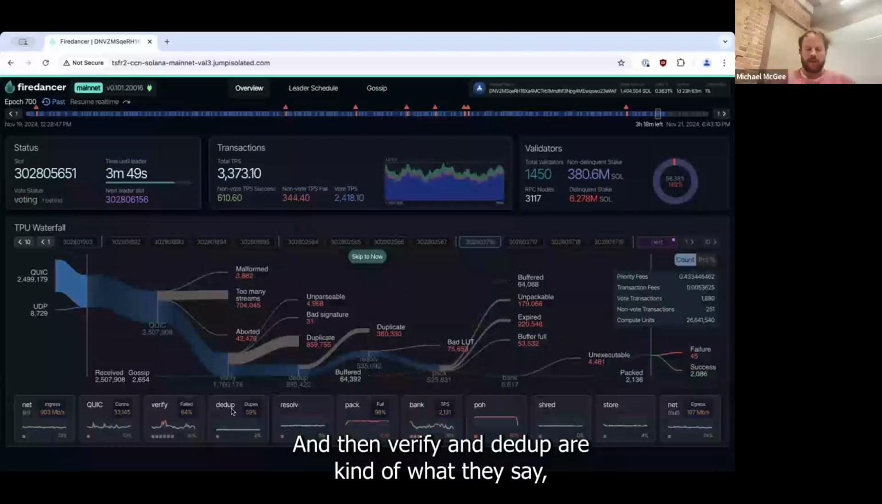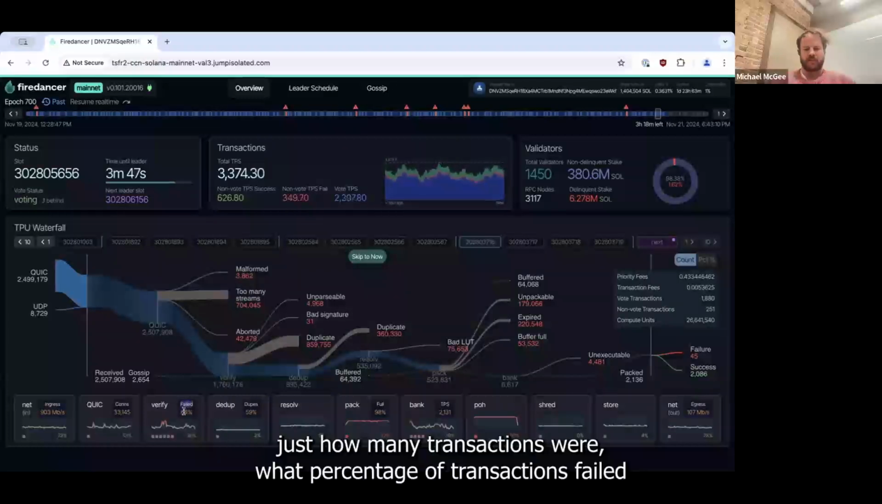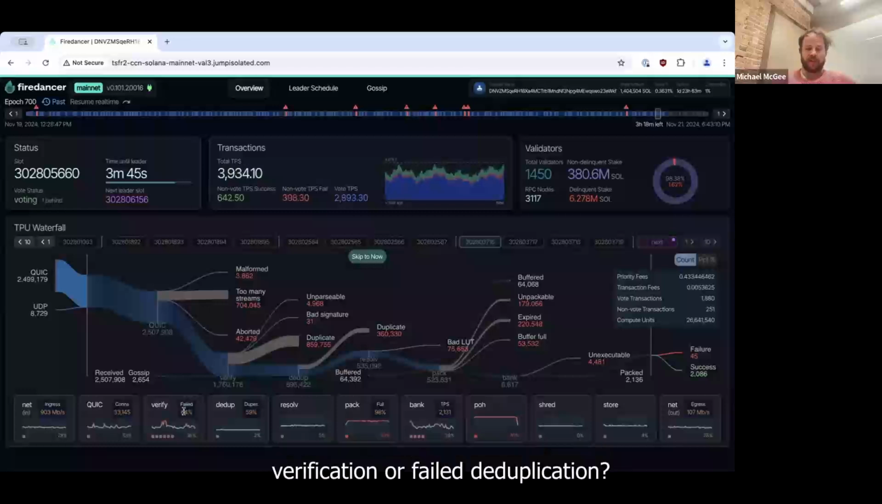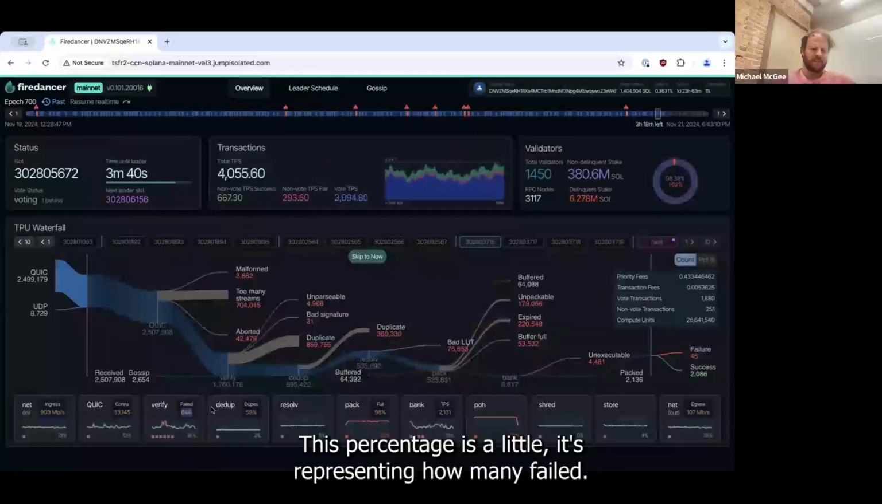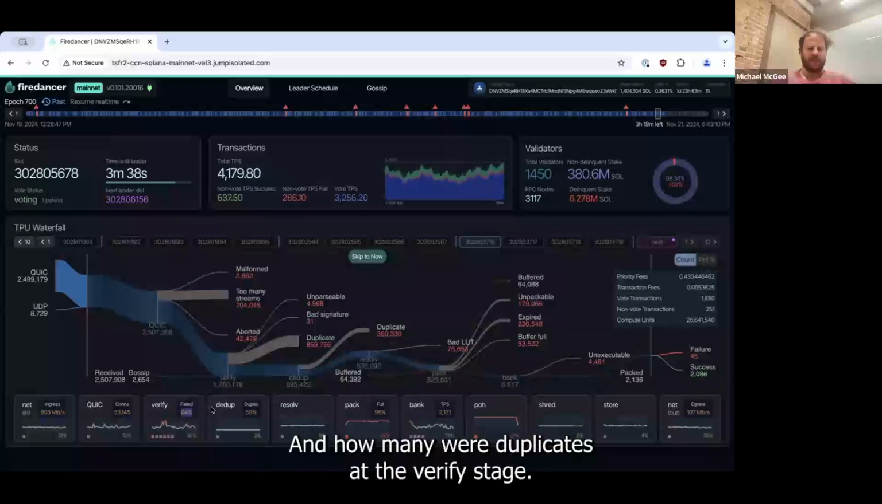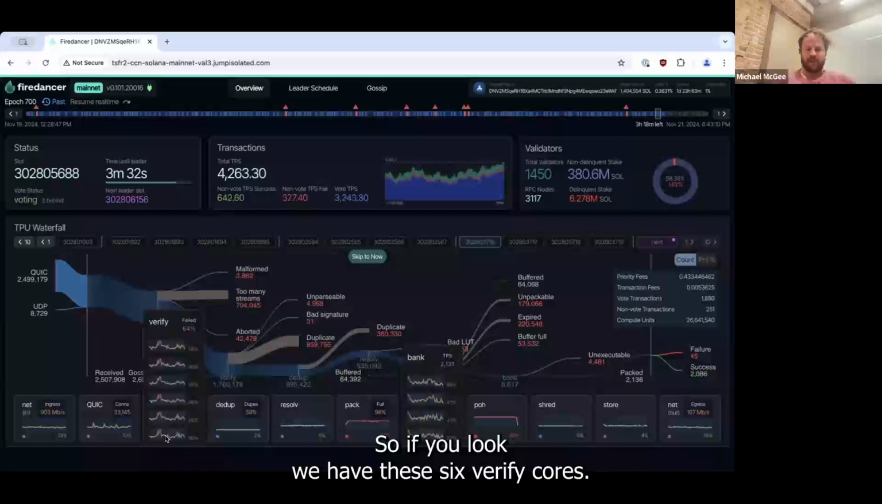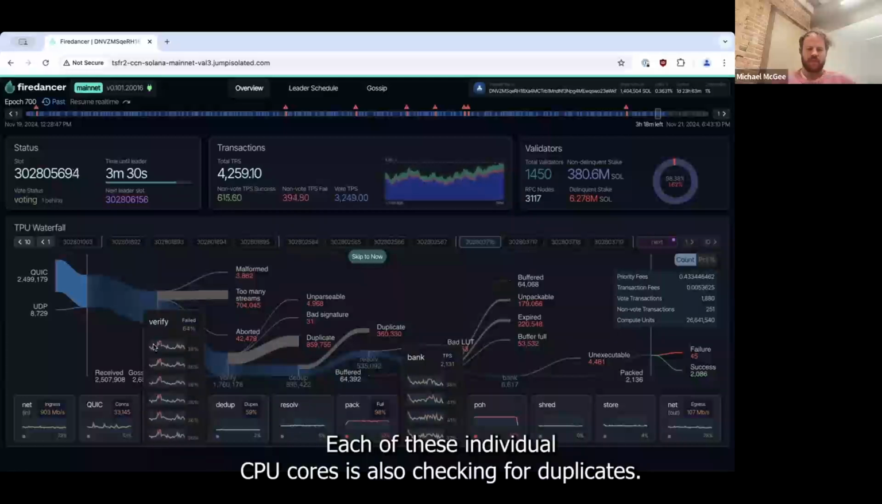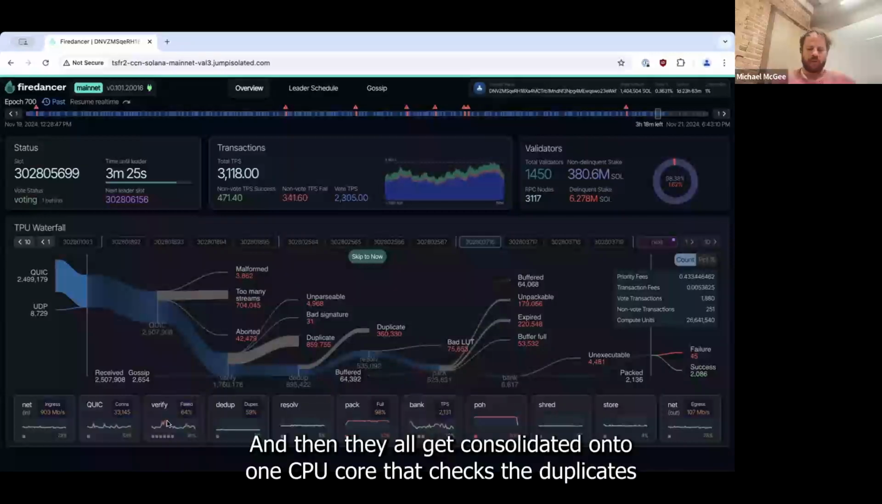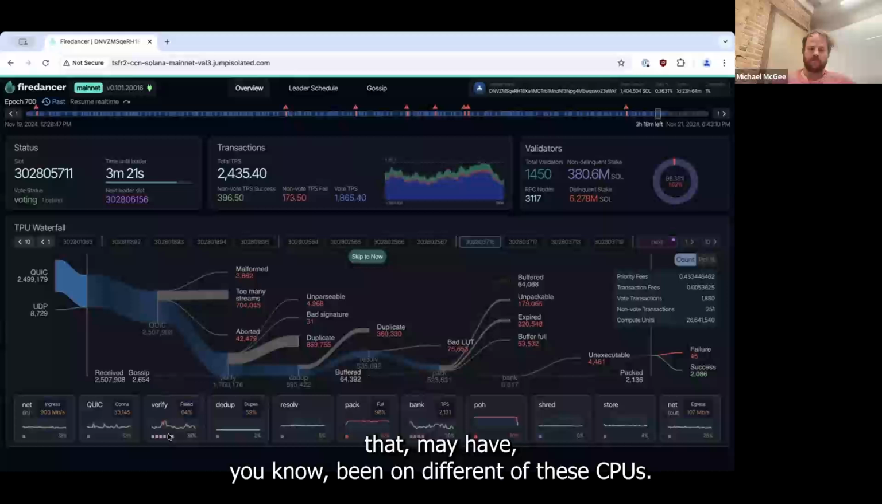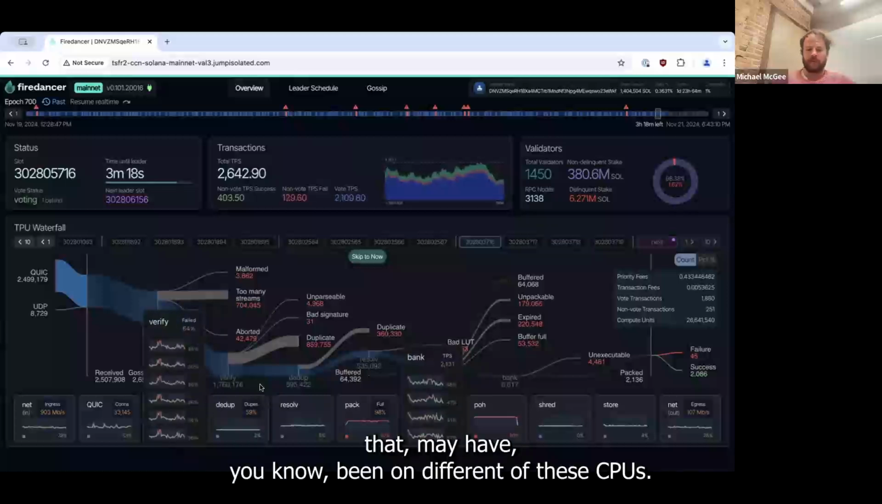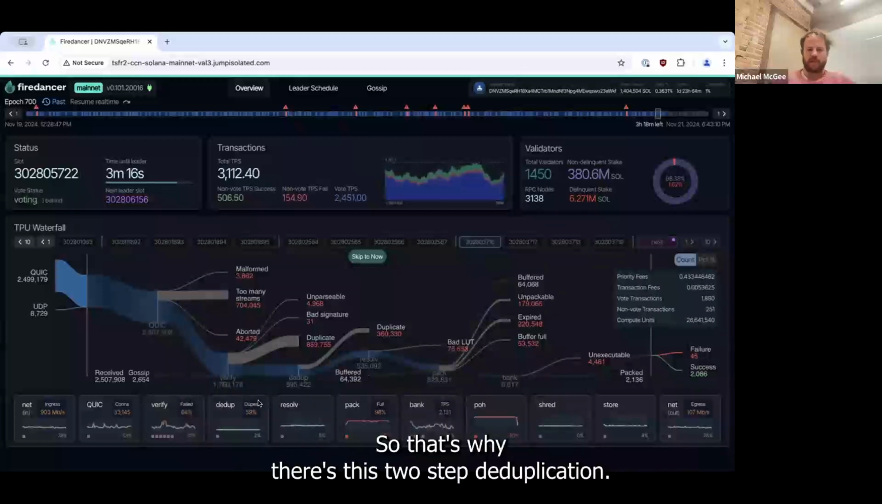And then verify and dedupe are kind of what they say, just how many transactions, what percentage of transactions failed verification or failed deduplication. This percentage is representing how many failed and how many were duplicates at the verify stage. So if you look, we have the 6 verify cores. Each of these individual CPU cores is also checking for duplicates. And then they all get consolidated onto one CPU core that checks for duplicates that may have been on different CPUs. So that's why there's this 2-step deduplication.